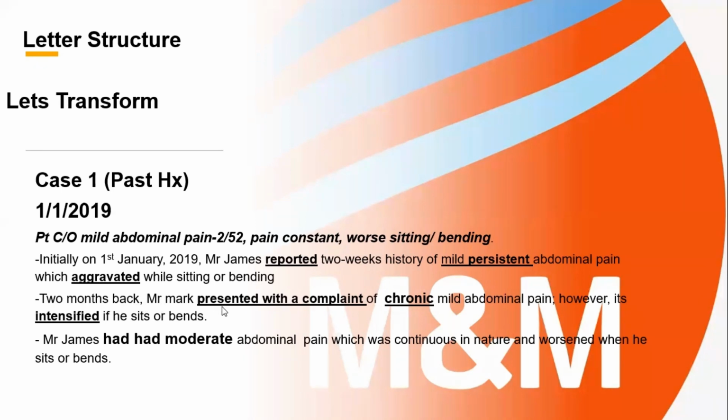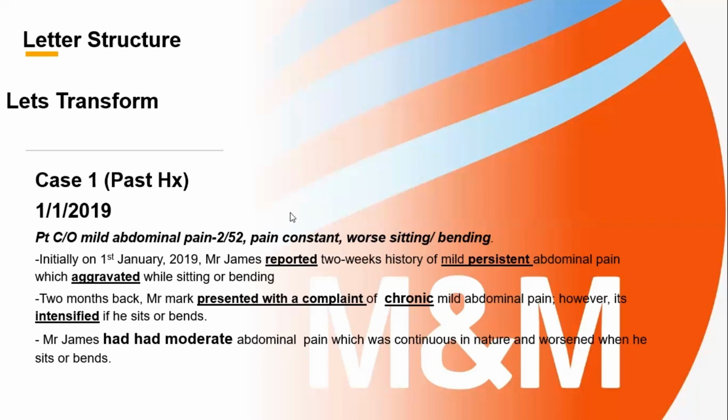Mr. Mark presented with a complaint of. Now, first I used reported, then I changed the synonym for the word complaint. Presented with a complaint of chronic, it was persistent, we can change it to chronic mild abdominal pain. However, intensified, aggravated, can be changed if it sits or bends. The third one is in the past perfect tense. These first two are past simple tense. Mr. James had moderate abdominal pain, which was continuous in nature and worsened when he sat or bent.